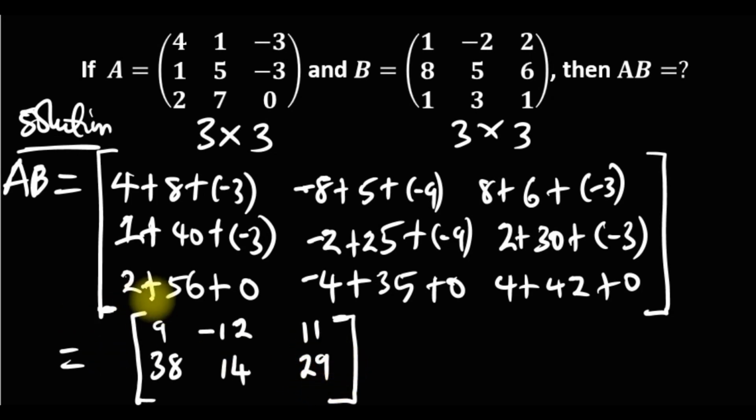So move to the last row. 2 plus 56 is 58. 35 minus 4 is 31. 4 plus 42 is 46. So this is our matrix. So let's go over to determinant.